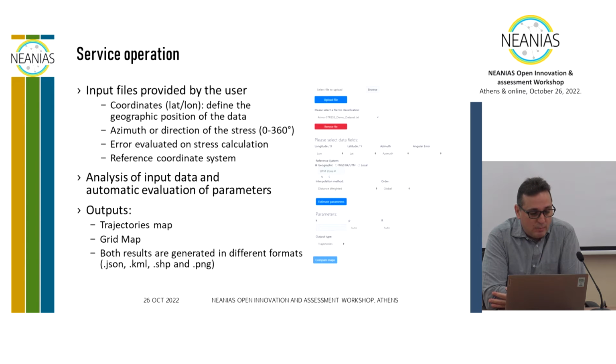Now, for the operation of the Atmostress service, it expects input files provided by the user about the coordinates, latitude and longitude, the azimuth or direction of the stress, the error evaluated on stress calculation, and the reference coordinate system. The service analyzes the input data, evaluates the parameters and produces as output a trajectory map and a grid map, and both results are available in multiple formats, either static images, images able to be overlaid on a map, or text files.